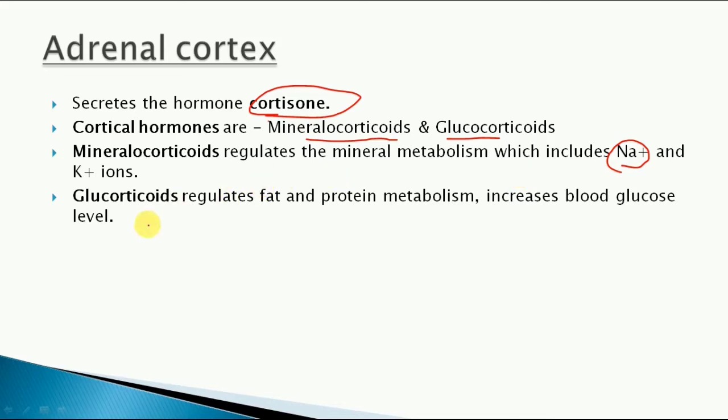Next is glucocorticoid. Glucocorticoid regulates fat, protein and glucose metabolism. Fat and protein metabolism means when the requirement of fat synthesis or protein synthesis is needed. It also increases the blood glucose level. So in order to regulate the glucose level, glucocorticoid is secreted. So these are the two hormones which are secreted from the adrenal cortex.